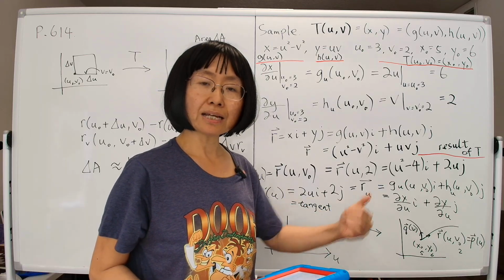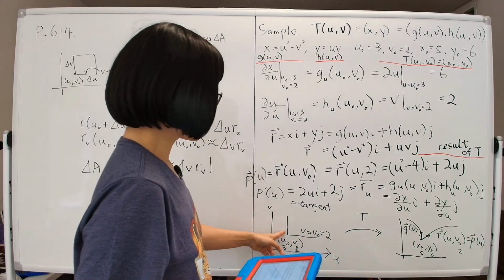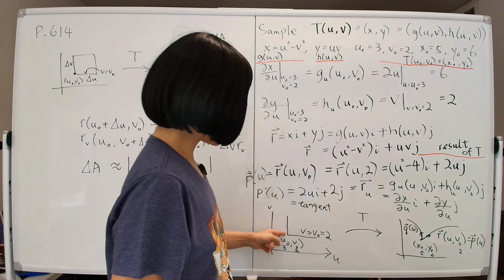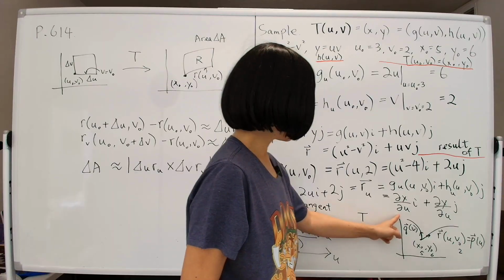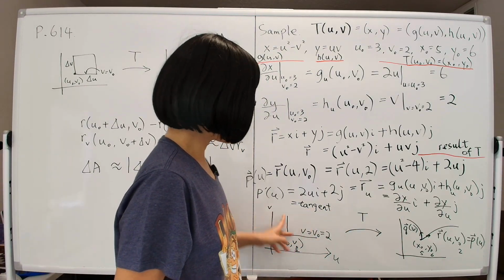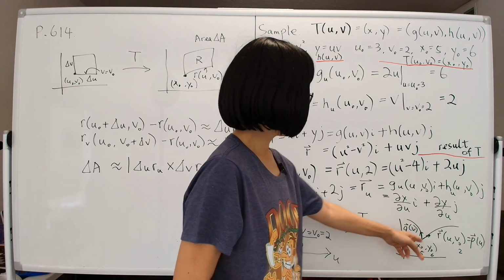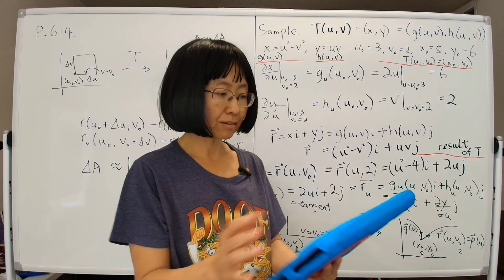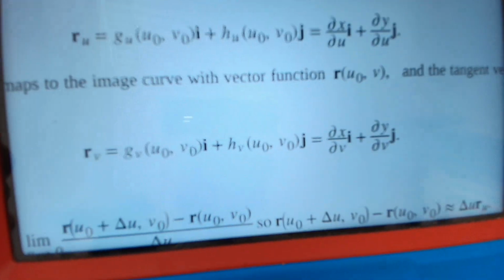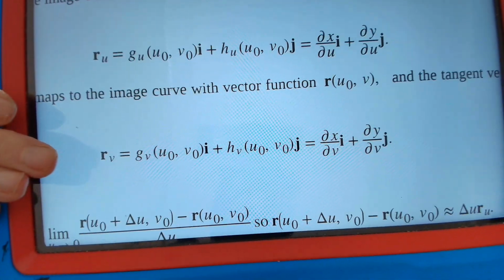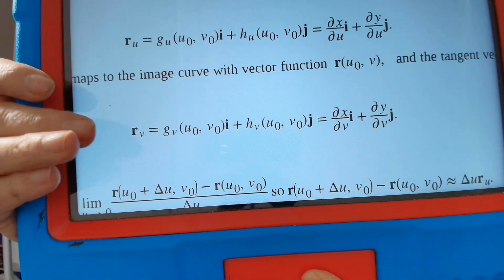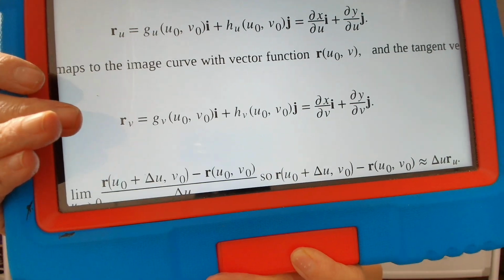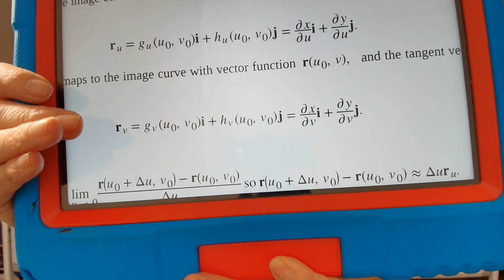Now r sub v, that is the partial with respect to v, and then we go along this line, the idea is the same. That is, we have a q of v that maps this line up here over here, and it has a very similar definition. The point is it'll map the vertical line into some other curve depending on the transformation. And the result for r sub v is exactly the same in a symmetrical way. Then r sub v is the partial derivative of g with respect to v evaluated at u0, v0, etc., which ends up being partial x, partial v, i and partial y, partial v, j.